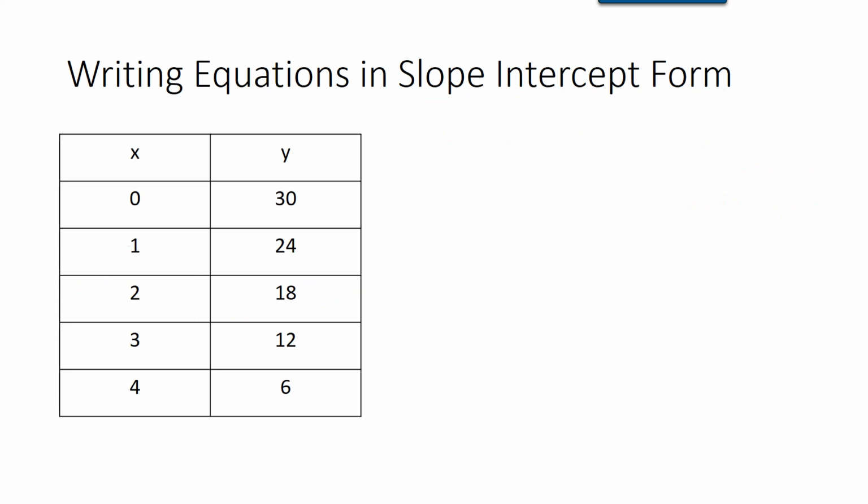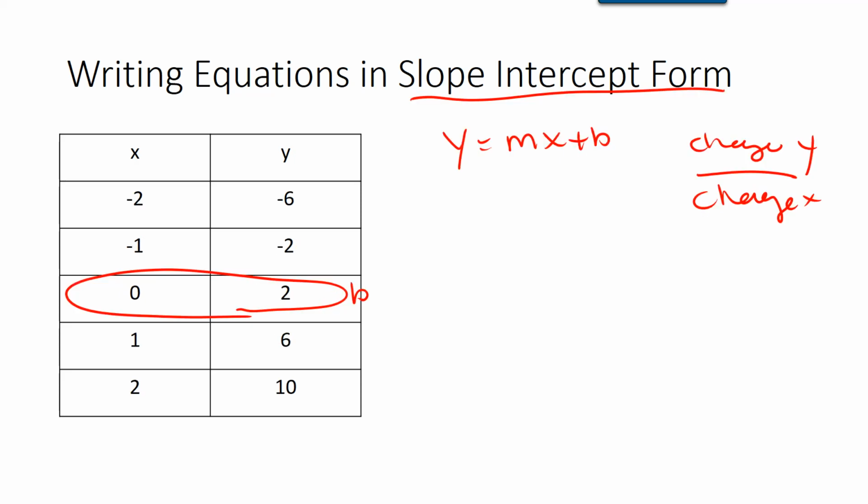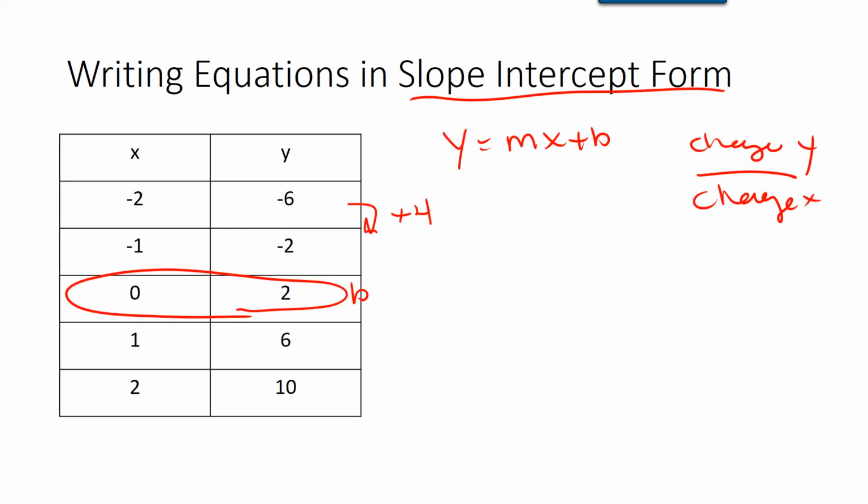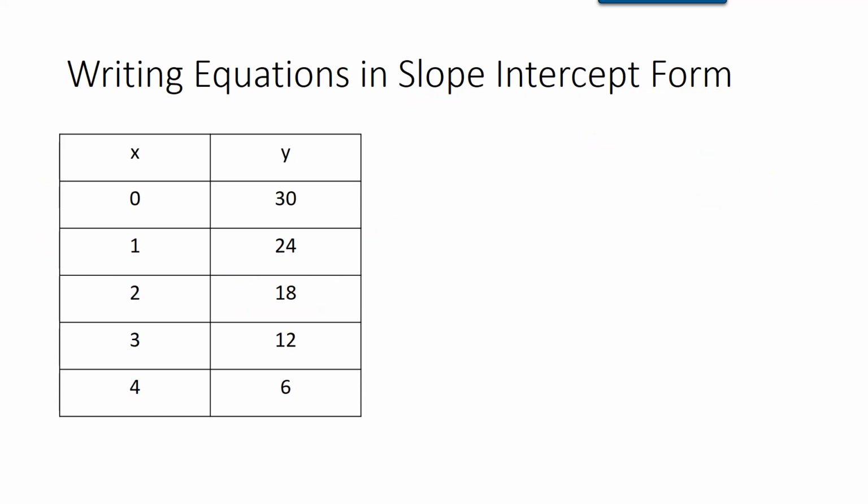So we look here, and we're going to see, well, how did I get from -6 to -2? It's going up, and it's going up by 4. So it's a positive 4 increase over here in the y column. And then in the x column, we're going from -2 to -1. That's an increase of 1.